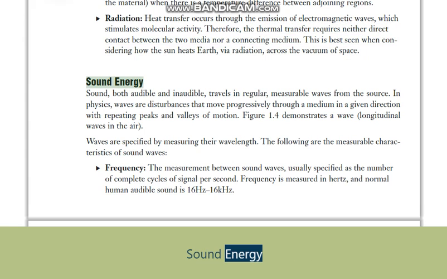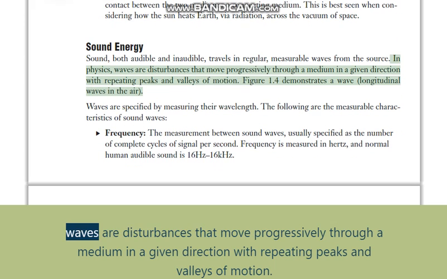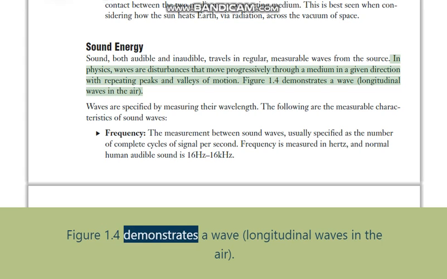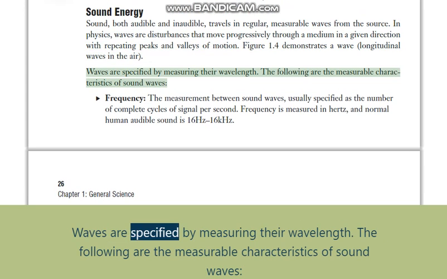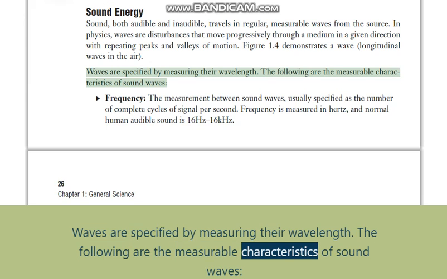Sound energy. Sound, both audible and inaudible, travels in regular, measurable waves from the source. In physics, waves are disturbances that move progressively through a medium in a given direction with repeating peaks and valleys of motion. Figure 1.4 demonstrates a wave, longitudinal waves in the air. Waves are specified by measuring their wavelength. The following are the measurable characteristics of sound waves.